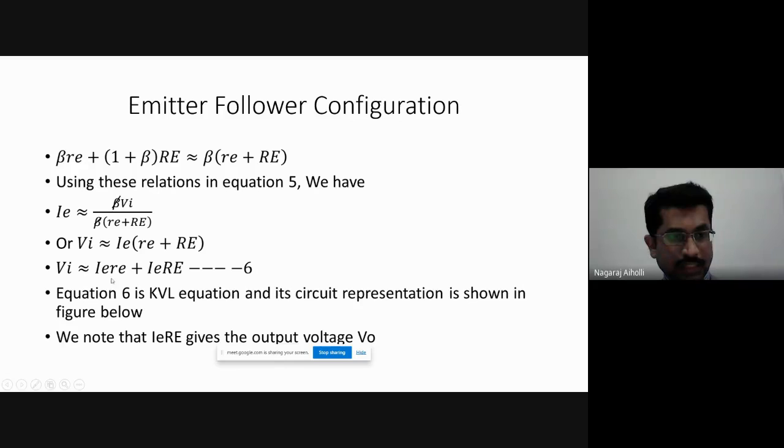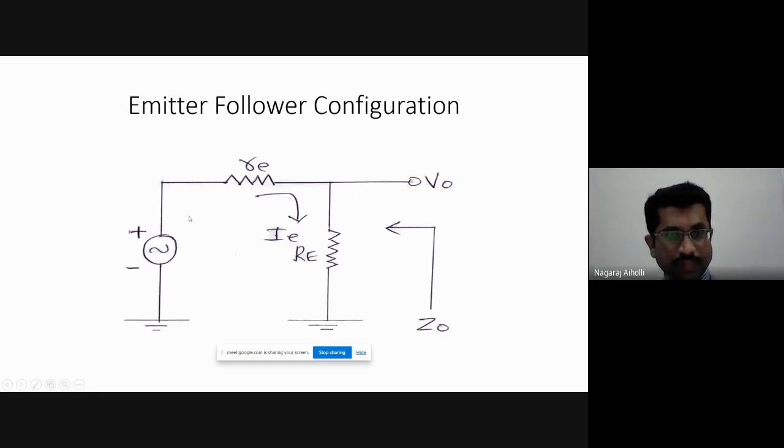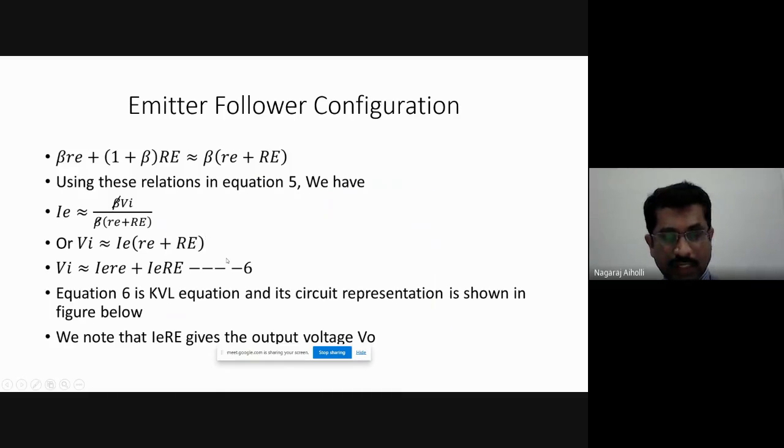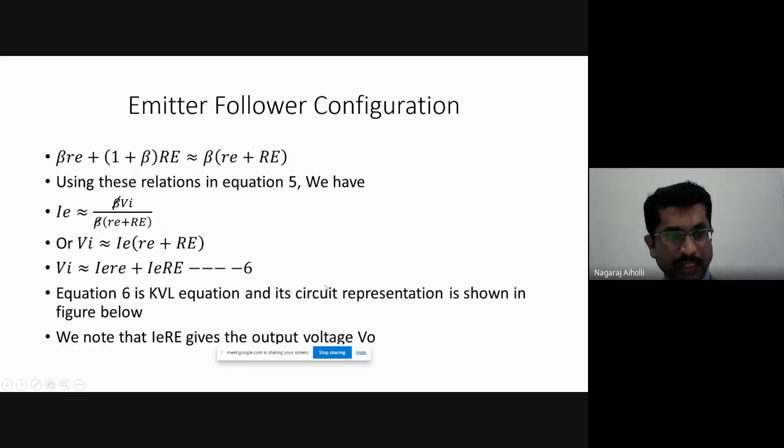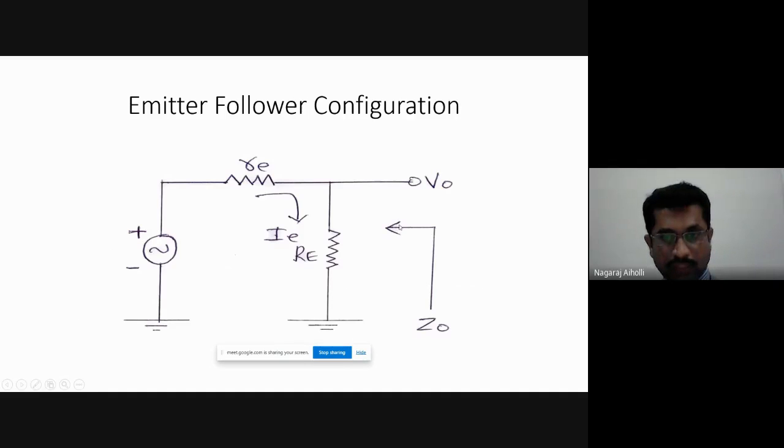Now this is equal to IE small RE plus IE into capital RE. This is nothing but the KVL equation, and it is represented like this. So it is the KVL equation. VI is IE into small RE plus IE into capital RE. What is IE into capital RE? It is V0. Correct? IE into capital RE is the output voltage across emitter resistance, capital RE. So it is the output here, V0.